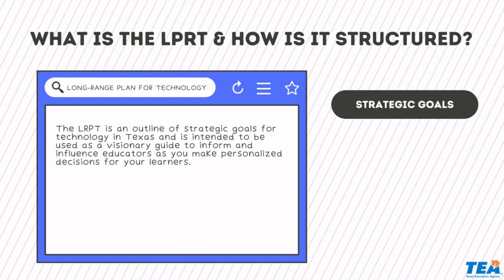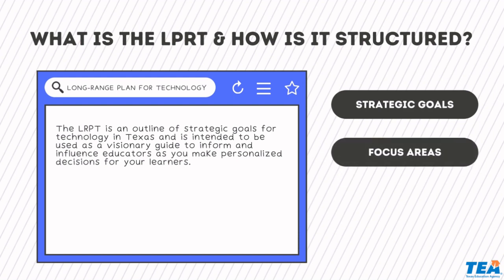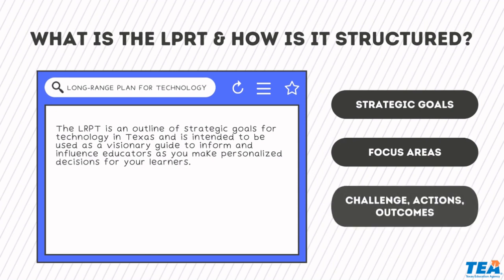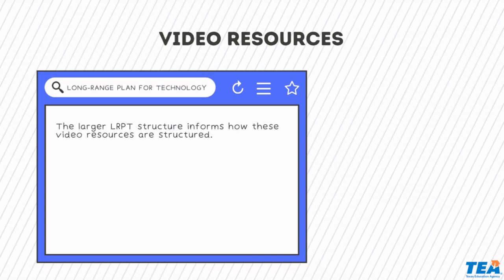The LRPT is structured into 6 strategic goals. Each strategic goal has 3 focus areas defined within it to help guide strategy creation. Each focus area is further broken down to include the biggest challenge, suggested actions, and short and long-term outcomes. The larger LRPT structure informs how to use these videos and how their resources are structured.